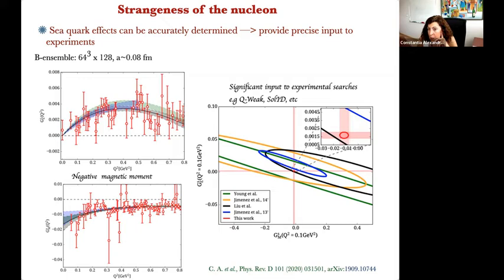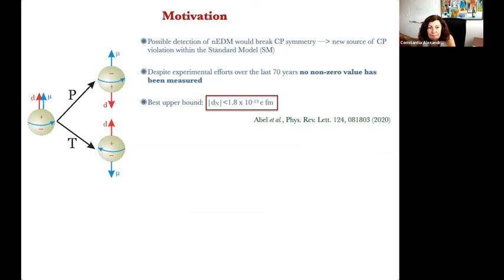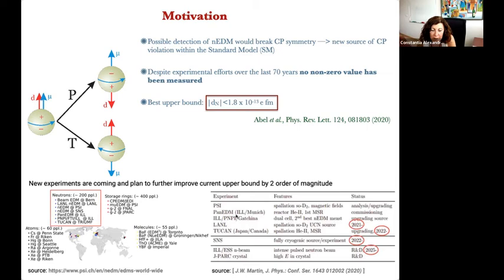Okay, now I will come to the topic, which is the neutron electric dipole moment, where the motivation, I don't think I need to say for this audience, it's pretty obvious why you are doing this. There is an experimental limit. I don't know if it's the latest, but it's a very stringent one. And there are a lot of experimental efforts going on to improve this upper bound by two orders of magnitude.